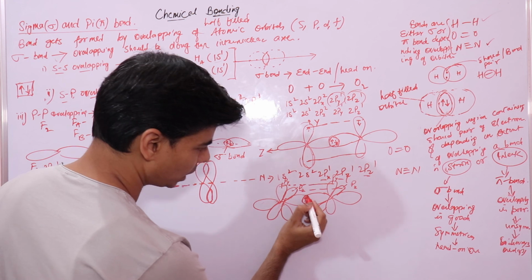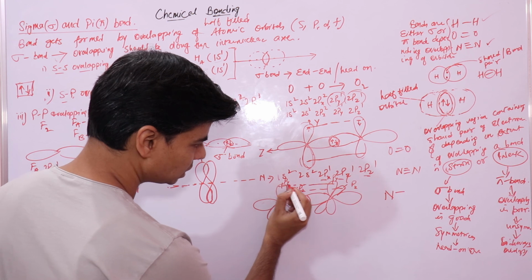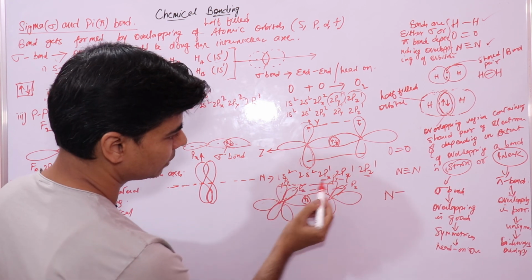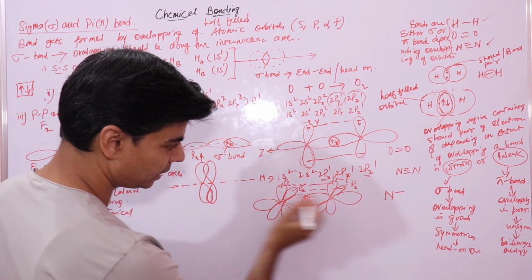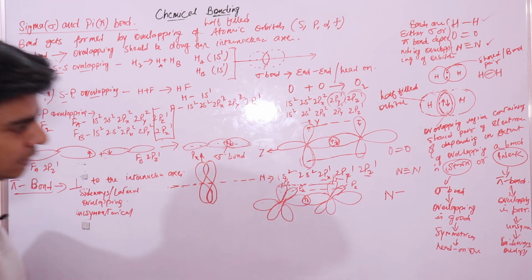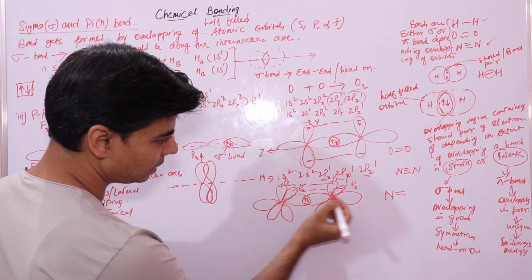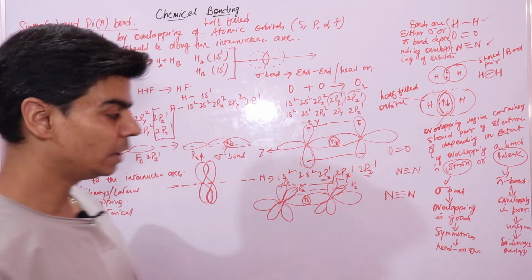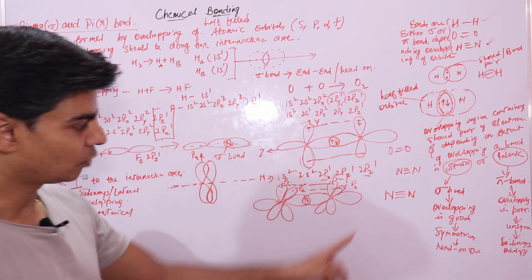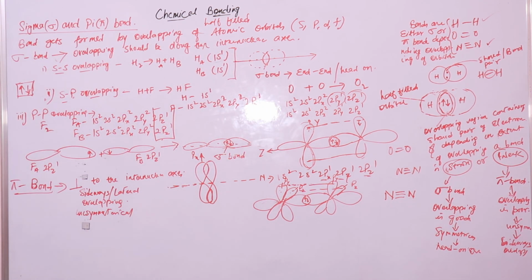So this one bond is due to head-on overlapping, which is a sigma bond, and this one bond is due to py and py, the py orbital and py orbital of the other atom, which is lateral overlapping like this. So one pi bond. The third bond, between the pz and pz orbitals, is again a pi bond, because both are due to lateral overlapping, which is poor overlapping. So nitrogen has one sigma bond and two pi bonds. I hope this is clear.